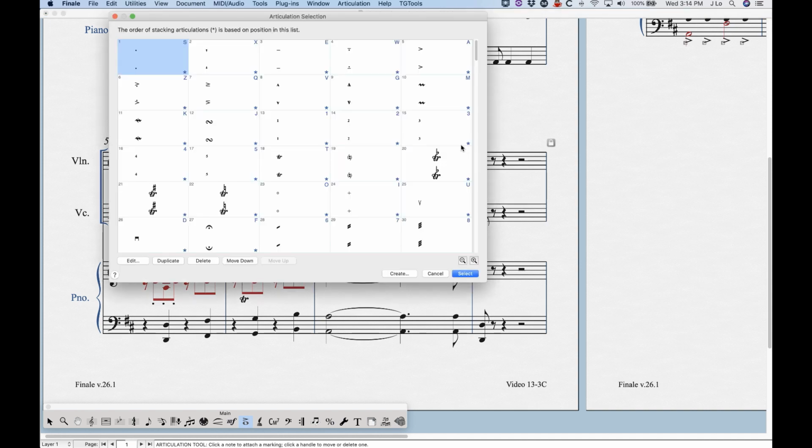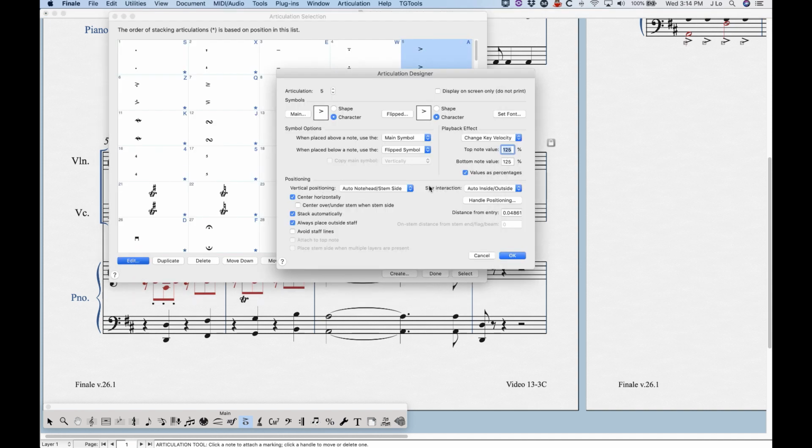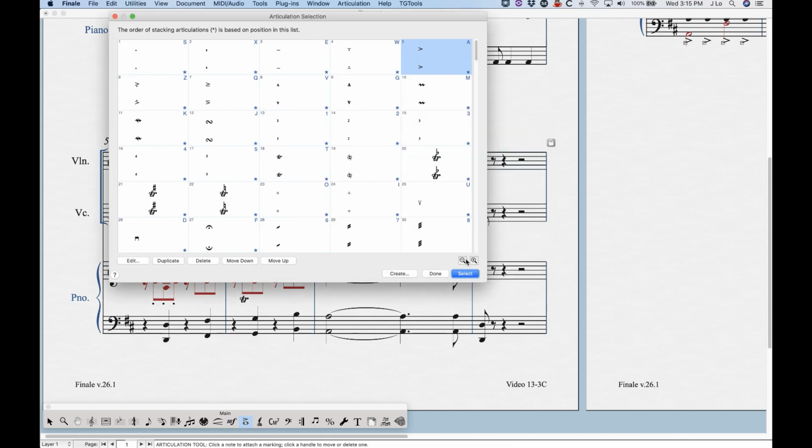Now, let me show you the accent edit. In the upper right-hand corner of the bottom portion, we have slur interaction. There's 3 options: ignore, always inside, and auto inside outside. Now, in the case of the accent, it's set to auto inside outside. And what this means is that the accent will go inside the slur if there's room. If there's no room, it will go outside the slur, right?